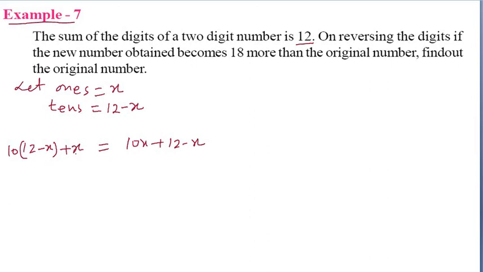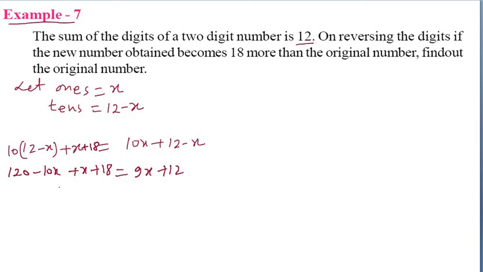Yes, it's the original number. So it is 18 more than on reversing this number. So it will be plus 18 because it's the reversing number. So it's the tens, then it is units, ones. So let us do the multiplication inside. So 12 into 10, that is 120, minus 10x plus x plus 18. It will be equal to 10 minus 1, that is 9x, plus 12.